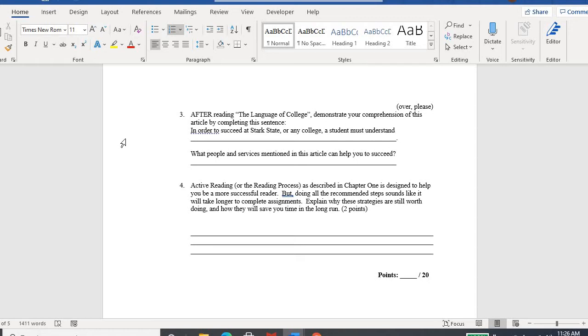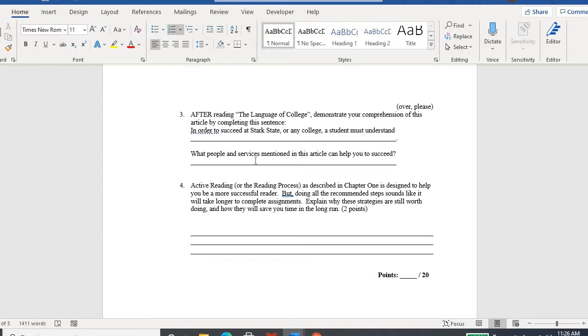When you're done reading, and we're going to talk about this again more in chapter one when we get fully into it next week, you should spend some time summarizing, answering questions, thinking about what you've read, reviewing your notes. So question three says, after reading the Language of College, just answer these questions. In order to succeed, what must a student understand? So you want to pull down what they talk about in particular, or maybe just in general. What should you understand as a college student?